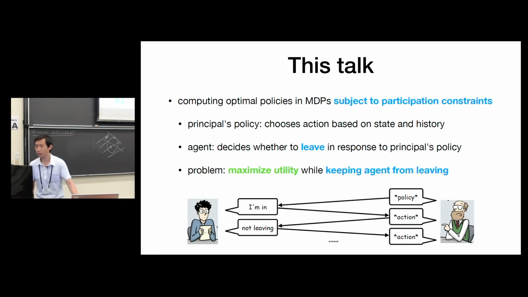Let me give you an overview of the talk first. The problem we want to solve is to compute optimal policies in MDPs subject to participation constraints. In this problem, we have two parties. We have a principal who wants to compute a policy. A policy specifies an action in each state based on the state and the history. There's also the agent, who doesn't decide which action to play, but has the power to leave the environment at any moment. We want to maximize the principal's utility while keeping the agent in the game. We don't want the agent to leave.